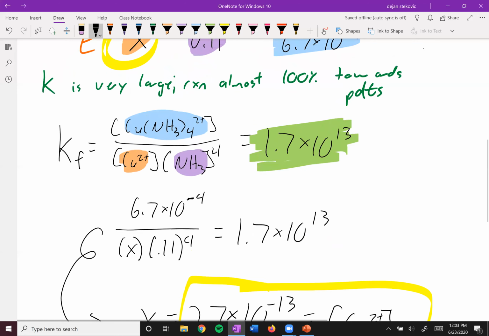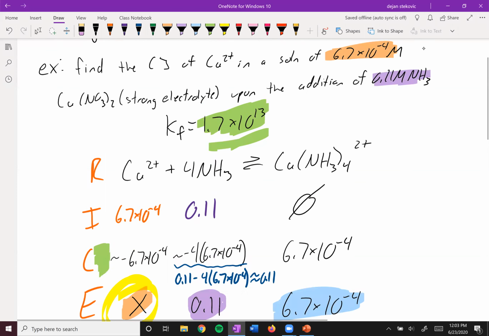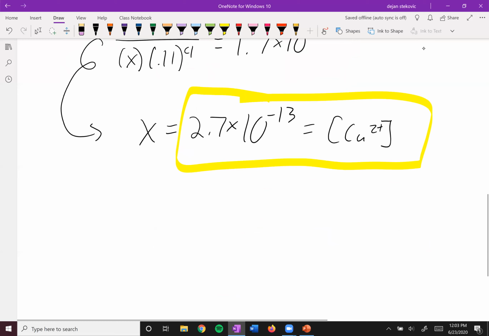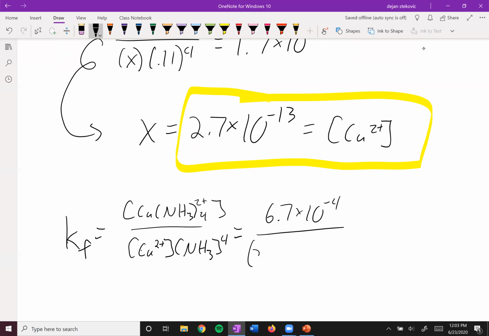Now, we did quite a few assumptions, right? So is there any way we could check whether our assumptions are valid? We can't use the 5% rule in here, but what we can do is plug our numbers back in and see if we get K. So remember, Kf here is the concentration of the copper complex over the concentration of our copper. Right, and then we said the concentration of the copper complex was 6.7 times 10 to the negative 4. The concentration of our copper was 2.7 times 10 to the negative 13. And then our concentration of ammonia was 0.11 to the fourth. Plug and chug those in, and you'll get 1.7 times 10 to the 13.